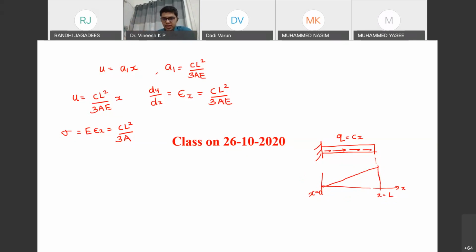Okay, so when you look at the strain, what are you going to get? You will get CL square by 3AE. C is a constant, L is a constant, A is a constant, E is a constant, so strain is actually a constant. These values you are getting as per your approximation. And if you look at the stress, you see CL square by 3A. C is a constant, L is a constant, and area is a constant. So the value of stress is also constant.